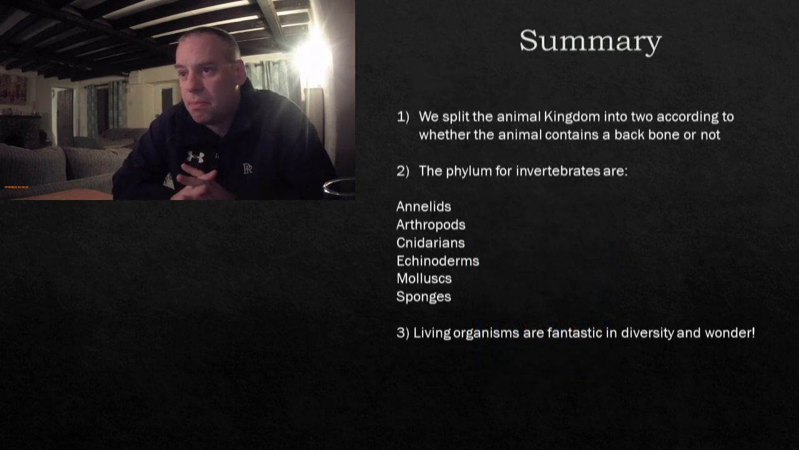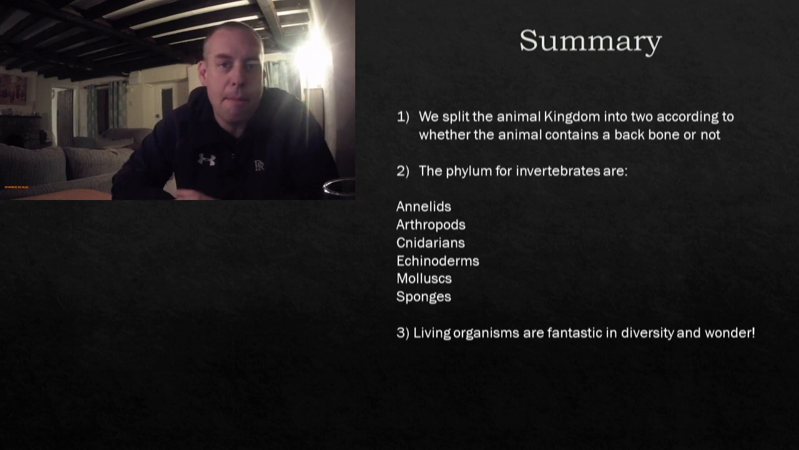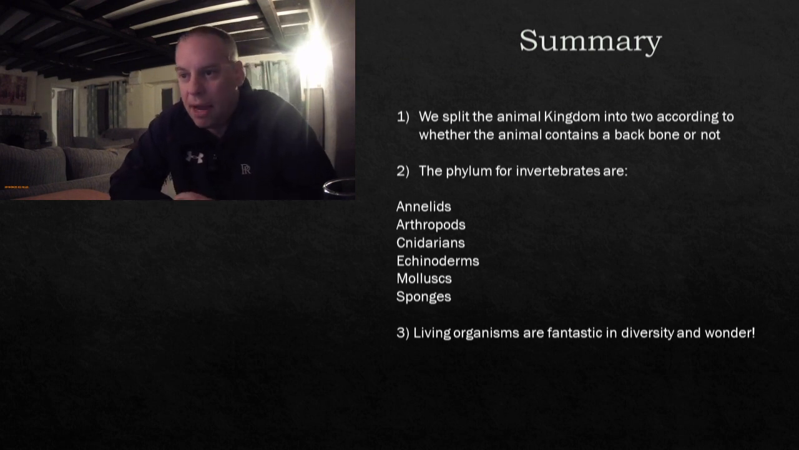So here is my summary. We can split the animal kingdom into two according to whether the animal contains a backbone or not. That is our way of splitting them. The two groups of the animal kingdom are vertebrates and invertebrates. That, in meaning, no backbone. Invertebrates, no backbone. The phyla for invertebrates are annelids, arthropods, cnidarians, echinoderms, molluscs and sponges. There are others, but those are the ones I've chosen to focus on today.